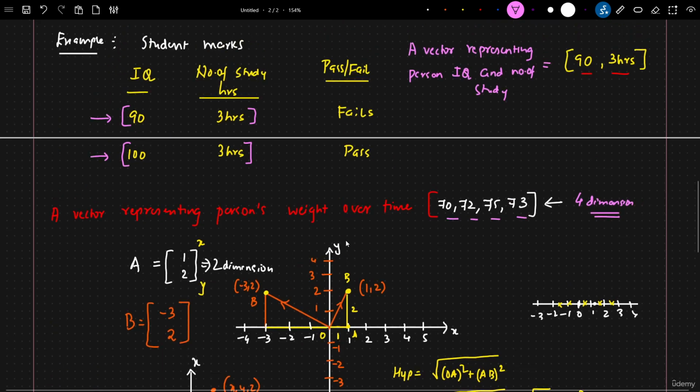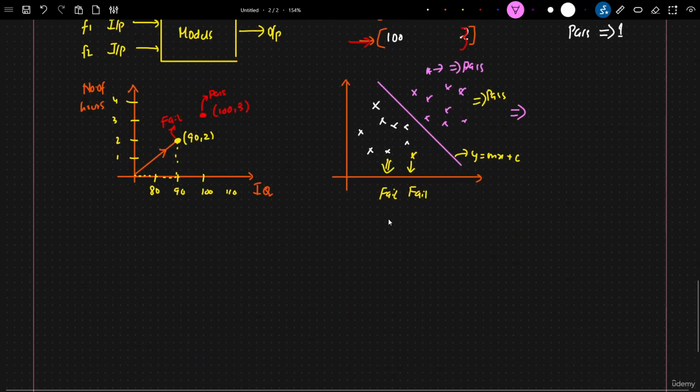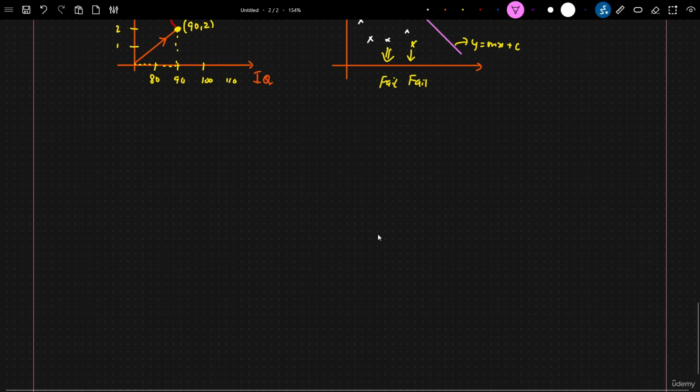So this was about vectors. Some more examples, if you really want to see them, with respect to vectors. One very important property about vectors is that, let's say I have a vector over here.